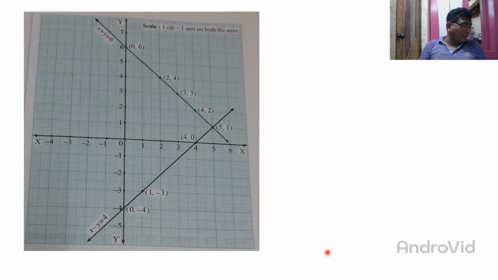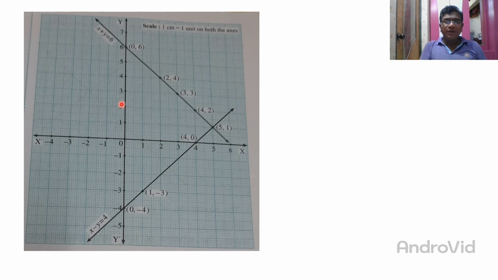So we first take x plus y is equal to 6. So x plus y is equal to 6. The table is hidden here because we cannot show the table on screen, so I tell you the values of the table for x plus y is equal to 6. The first values are 0 and 6. So 0 on x-axis. Remember that where there is a number, there we plot a point. So first 0 and 6. 0 is on the x-axis and 6 is on the y-axis.